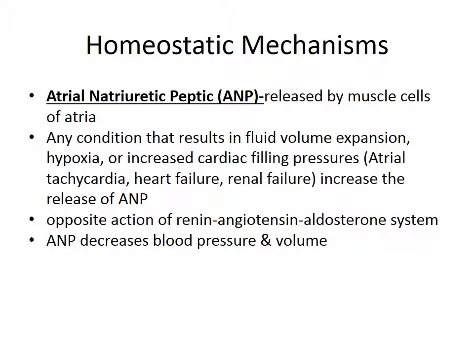Atrial natriuretic peptide, or ANP, is released by muscle cells of the atria. Any condition that results in fluid volume expansion, hypoxia, or increased cardiac filling pressures, such as atrial tachycardia, heart failure, or renal failure, increases the release of ANP. It's the opposite action of the renin-angiotensin-aldosterone system. ANP decreases blood pressure and decreases volume.